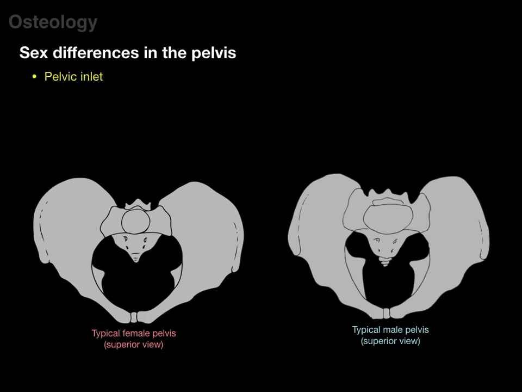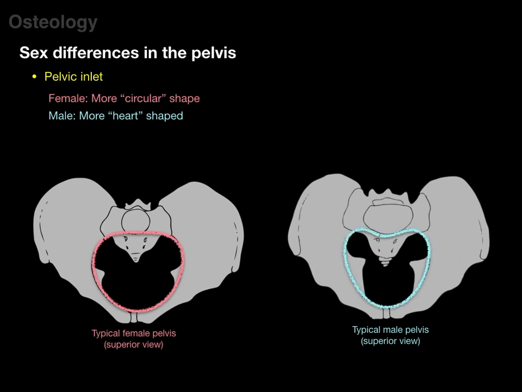All right, so let's talk about some sex differences in the pelvis. So the pelvic inlet is, in the female, more circular in shape, like that. In contrast, the male pelvic inlet is more heart-shaped, like that.